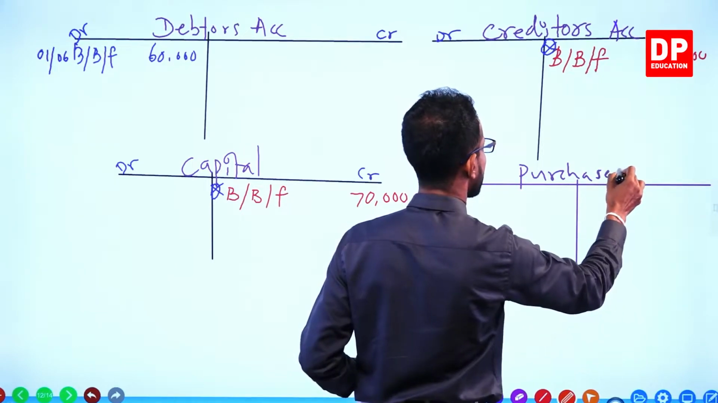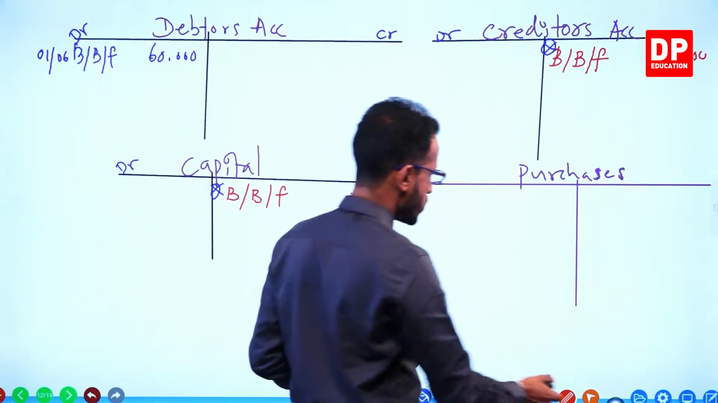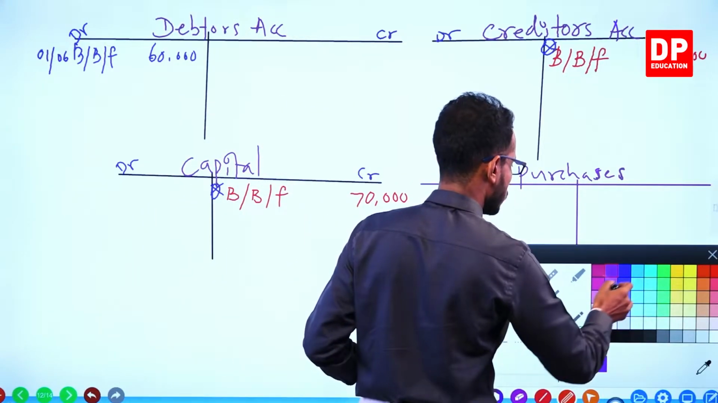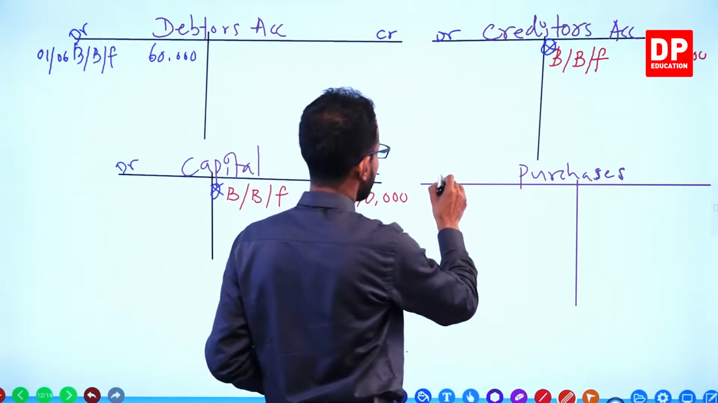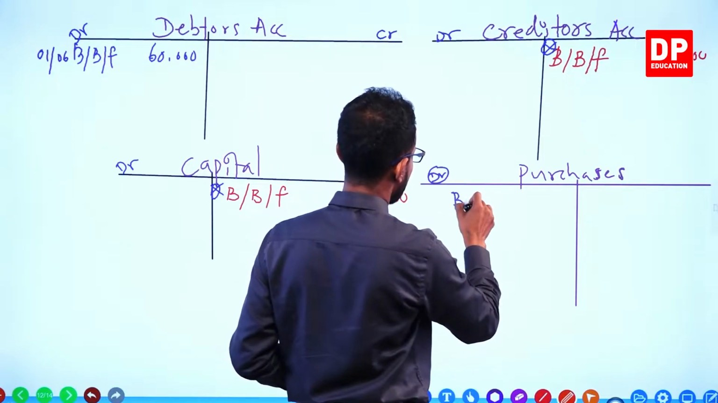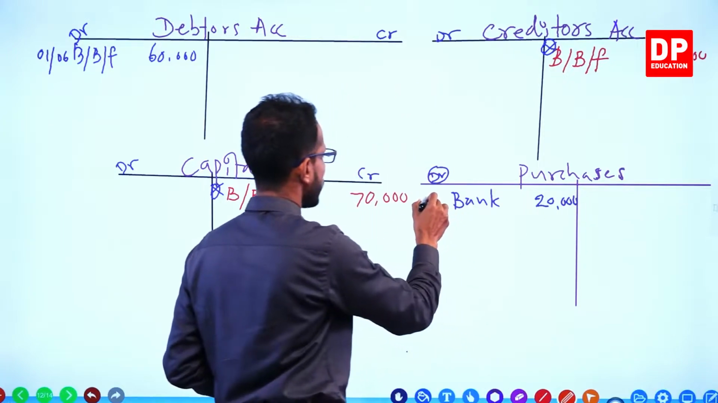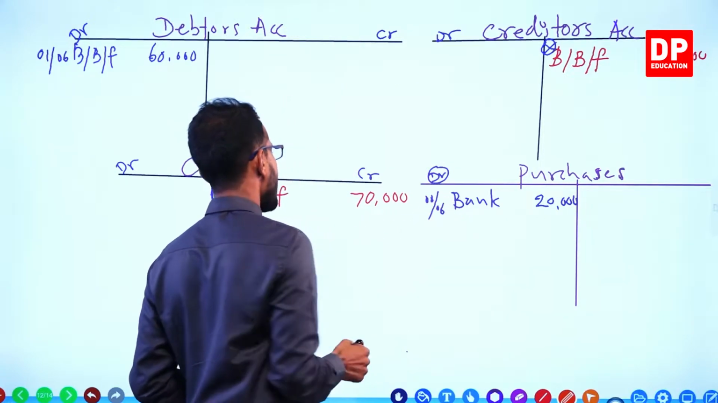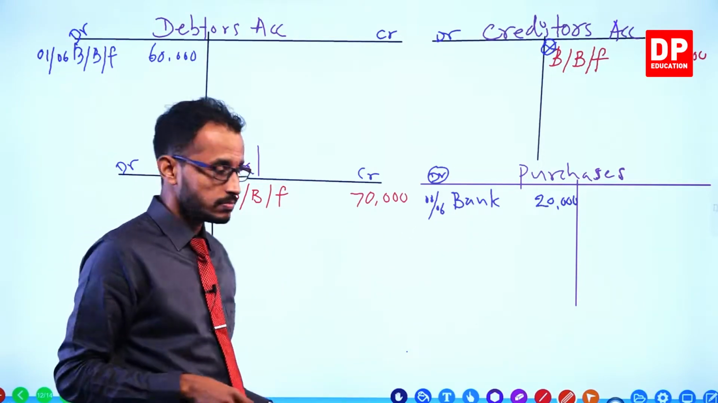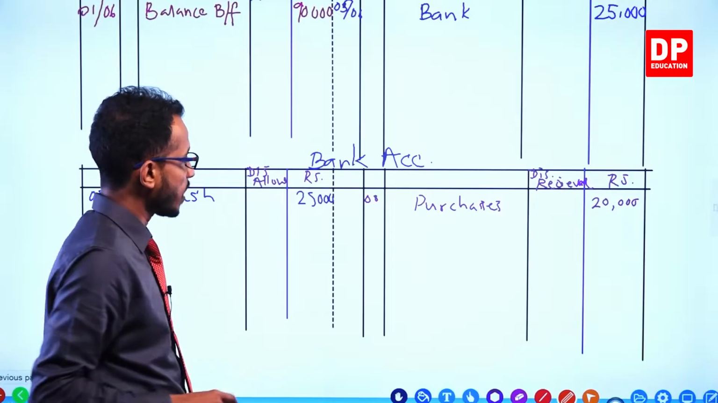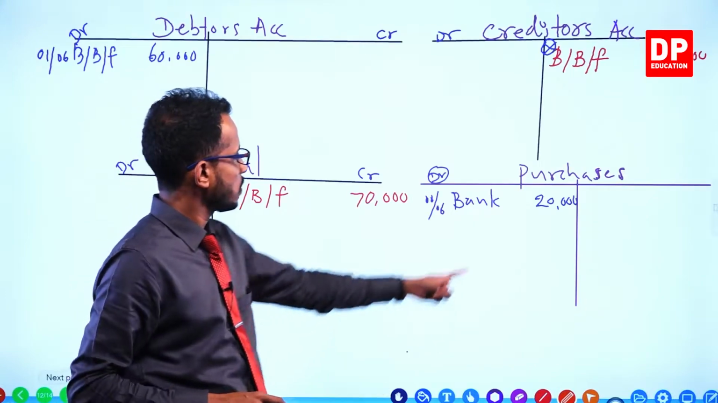Purchases account we didn't have, so we drew. We are rolling new accounts when and wherever we need. Purchases account should be debit. Description bank, 20,000. Date is 8th. Okay. Double entry done. Bank account credit. Purchases account debit.